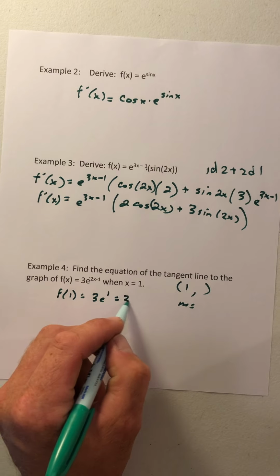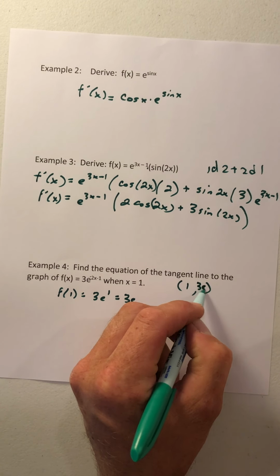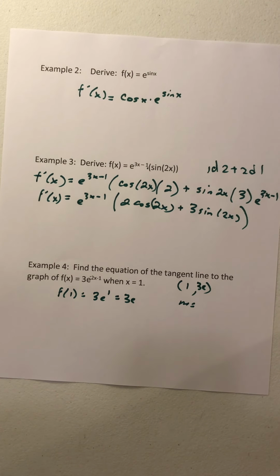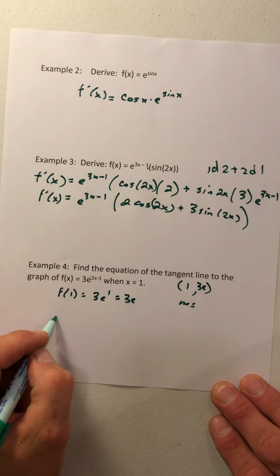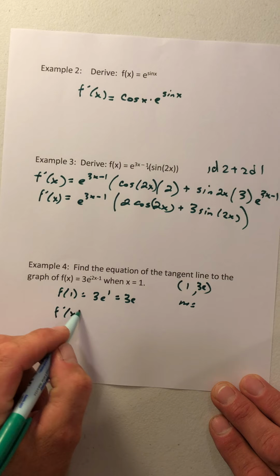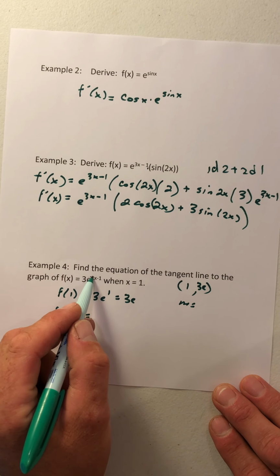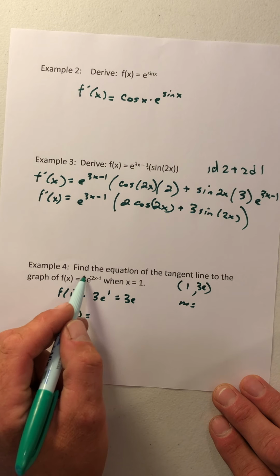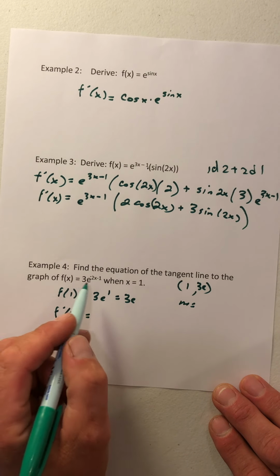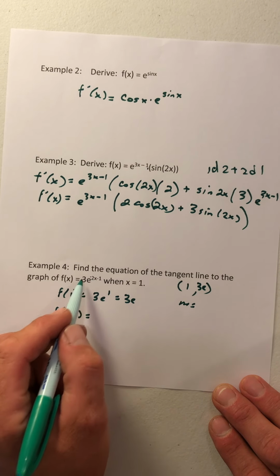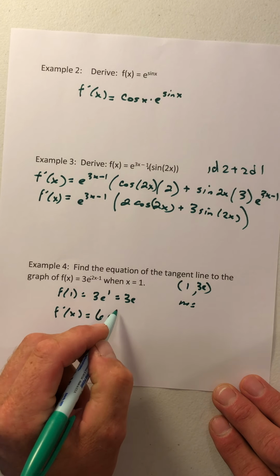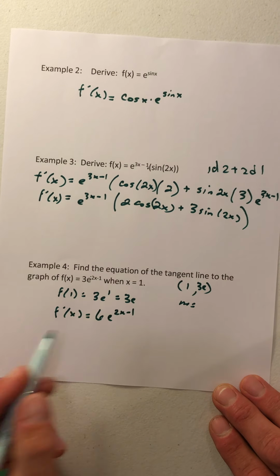So we end up with 3e. Not very nice and clean looking, however, that's our point. So that's what we deal with. Go ahead and find our first derivative, f prime of x. Here we're going to multiply the derivative of 2x minus 1 to our coefficient, since it's just a constant coefficient, which is going to be 2 times 3 gives us 6e. Again, the exponent's not going to change.